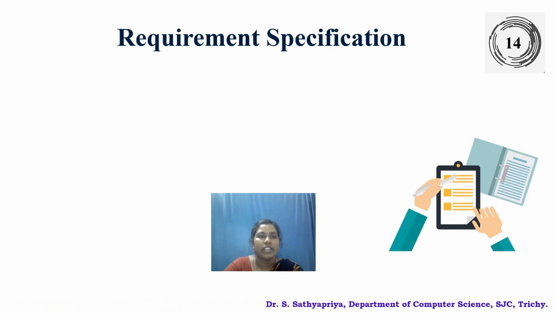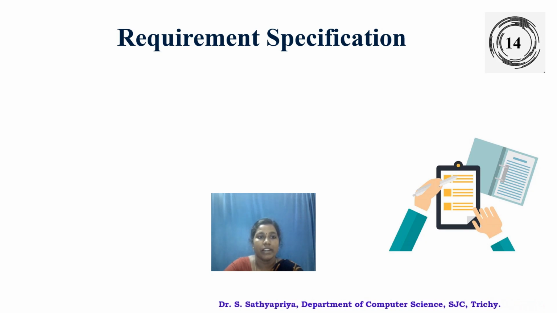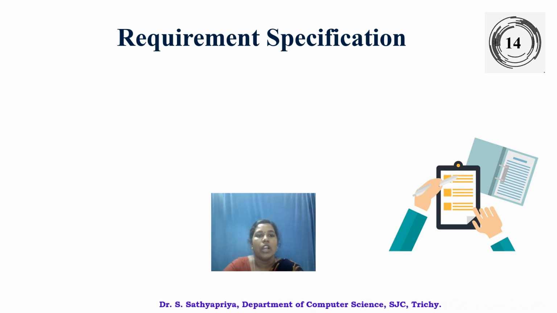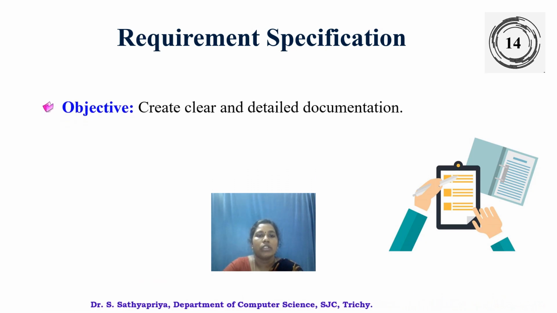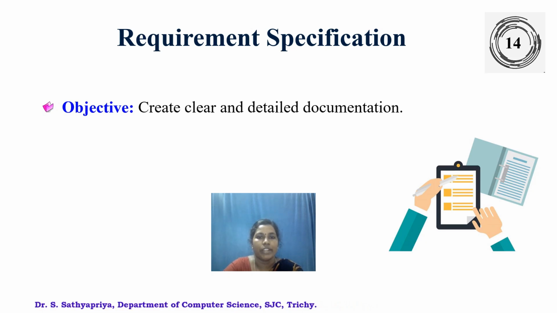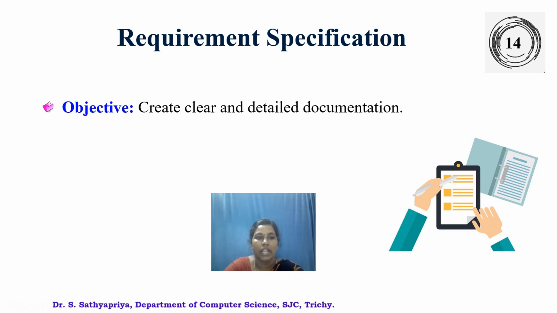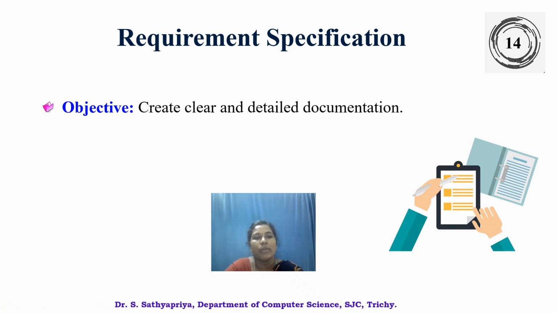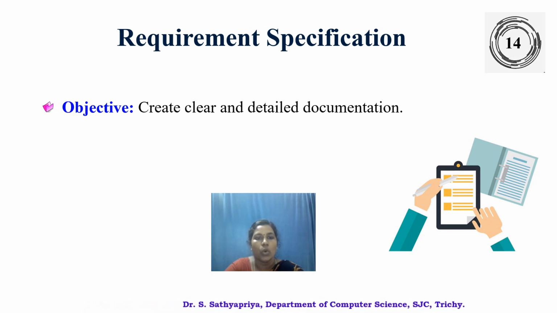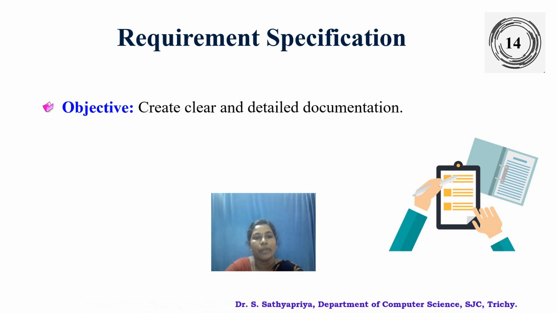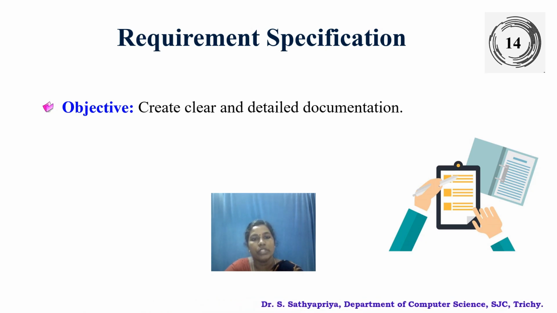Once we have analyzed and refined the requirements, the next step is to document them in a way that's crystal clear and usable for the development team. The main objective of this process is to create clear and detailed documentation. Why? Because vague requirements lead to misunderstandings and misunderstandings lead to failure. Think about this. Instead of saying the app should be fast, which is subjective and unclear, we specify something measurable like the app must load the home screen within 2 seconds for 95% of users on a 4G network.